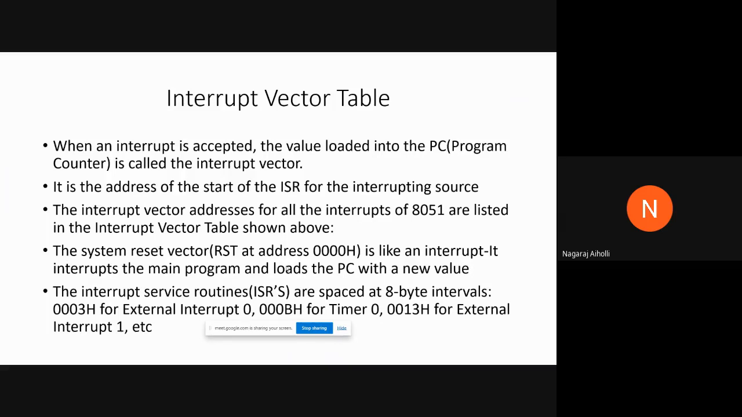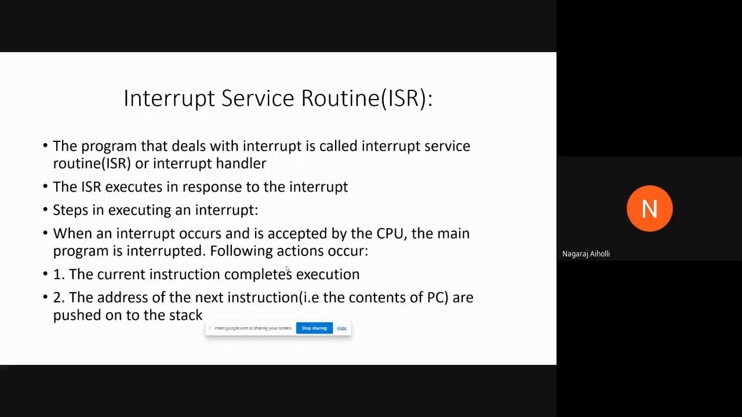Next we will see what is interrupt service routine. As I told, the program that deals with the interrupt, or the program that executes whenever there is an interrupt to the microcontroller, is called the interrupt service routine or the interrupt handler. It is called ISR in short. The ISR executes in response to the interrupt.